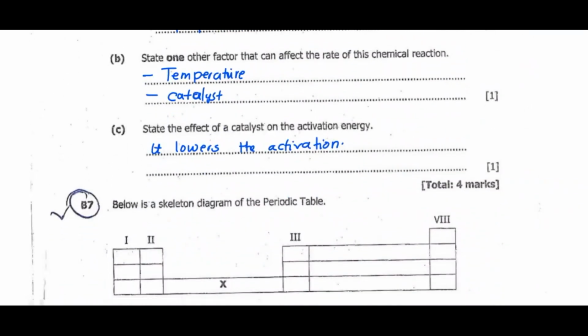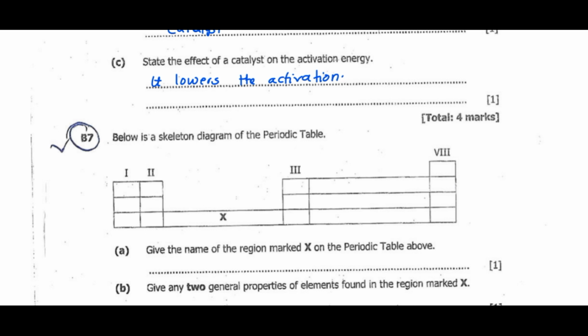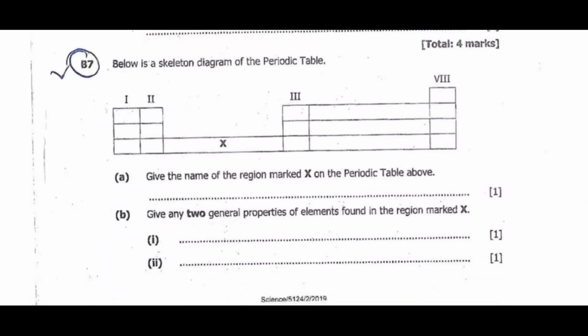Okay, then we move on to question 7. Below is a skeleton diagram of the periodic table. Then A, give the name of the region marked X on the periodic table. So these are known as the transition metals or elements. They are also known as the group B elements.